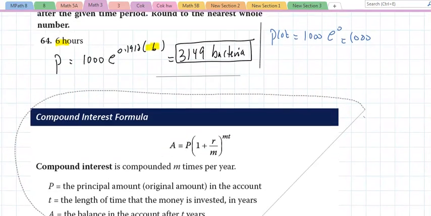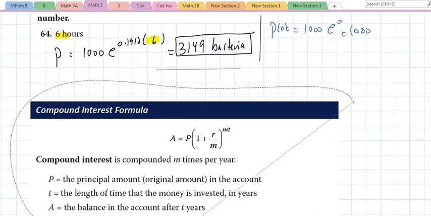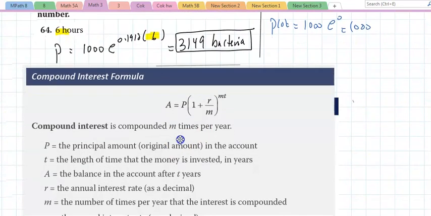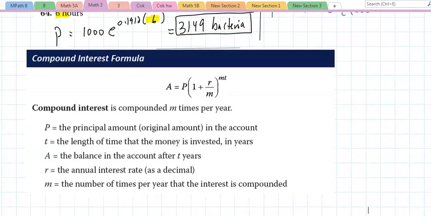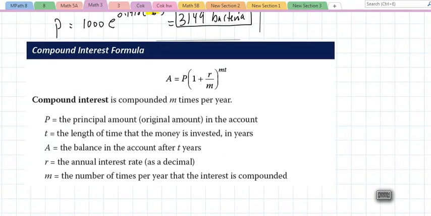And what if we wanted to put some money in a bank? Here's a formula. Compounded interest m times per year. M times per year. What does that mean? If you say yearly, you're saying that m is 1, once a year. That's how many times per year.